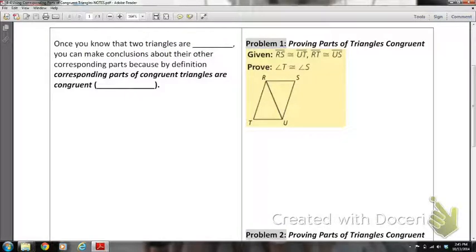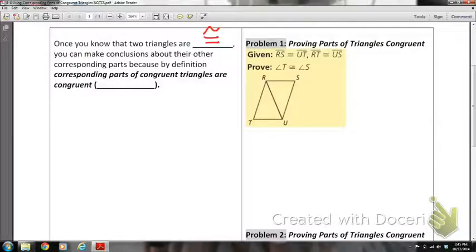In this lesson, you're going to use corresponding parts of congruent triangles. The objective is to use triangle congruence and the corresponding parts of those congruent triangles to prove that parts of two triangles are congruent. So, once you know that two triangles are congruent, just put a congruence marking there. Once you know that two triangles are congruent, you can make conclusions about their other corresponding parts, because by definition, corresponding parts of congruent triangles are congruent.